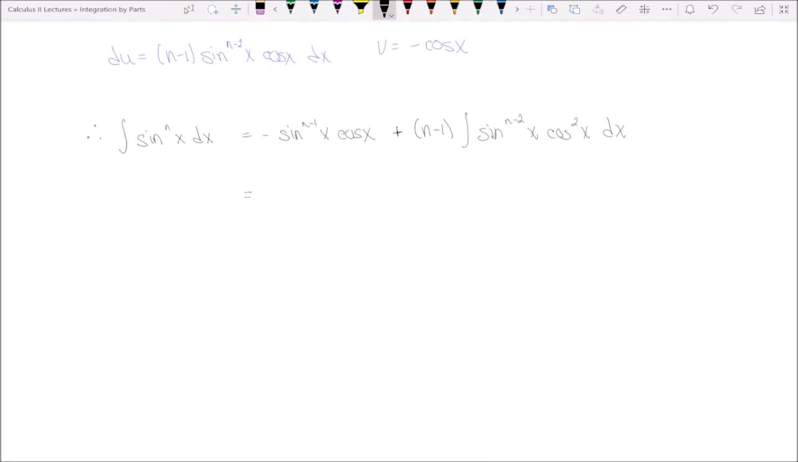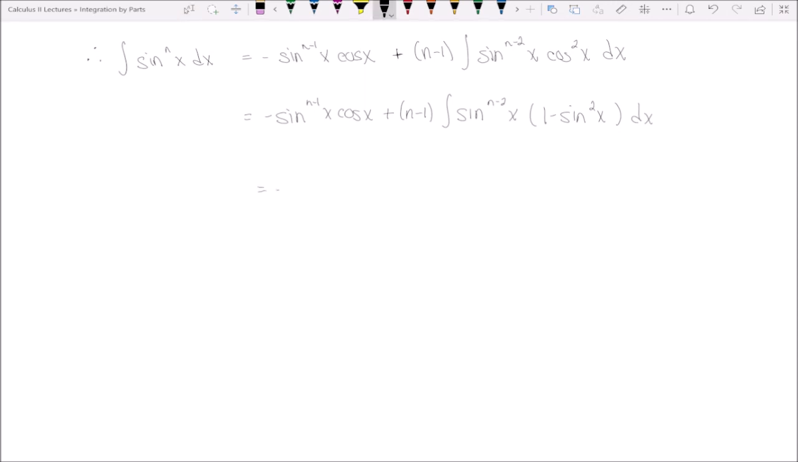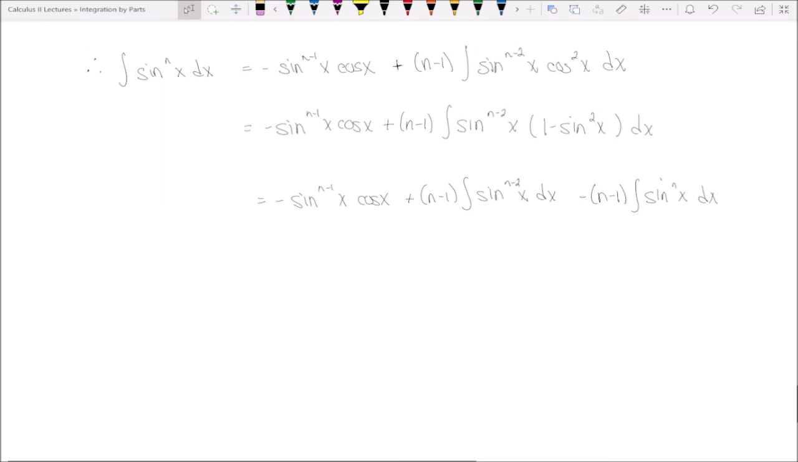From here, let's go ahead and use the Pythagorean identity for cosine squared. So we can now write this as sine n minus 2 of x times 1 minus sine squared of x. We'll distribute that sine to the n minus 2 through and write it as two separate antiderivatives. Right, so from here, sine to the n minus 2 times sine squared, add the exponents, you're left with sine to the n. Well, notice that that is this antiderivative here.